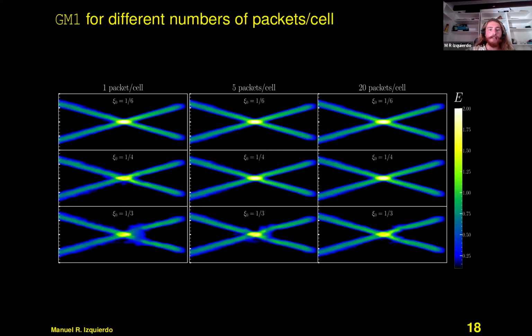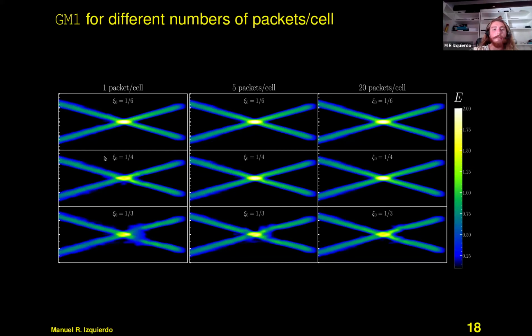In this case, this would be the GM1 solution. It's exactly the same test as before. And what we see is that in the case that we take much more Monte Carlo and less M1, we are able to run this problem successfully with only 1 packet per cell. So we know that if the cell is very thin, this GM1 will work with only 1 packet per cell, which is an extremely nice result.